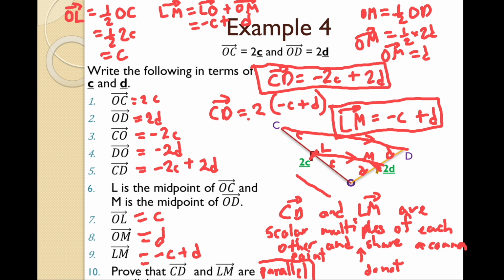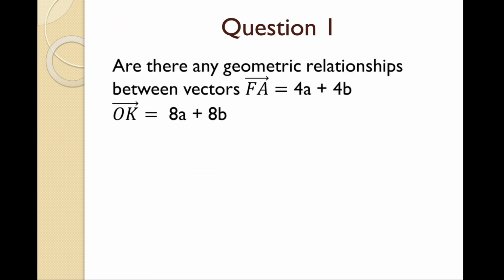So I know they're scalar multiples of each other. Looking at this from a graphical point of view, C to D and L to M are parallel. Remember, I drew this to scale, so I know these are two parallel lines as well, just from observation. Does that make sense?